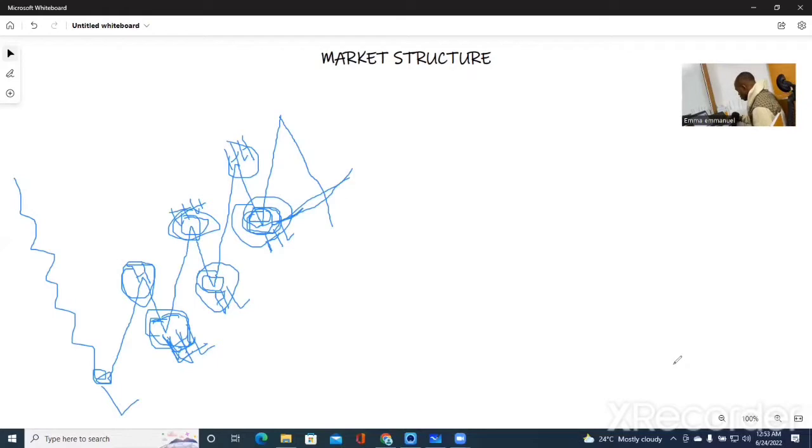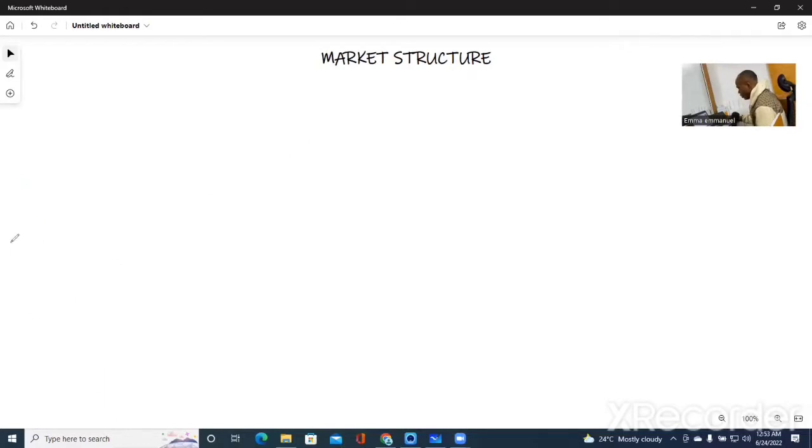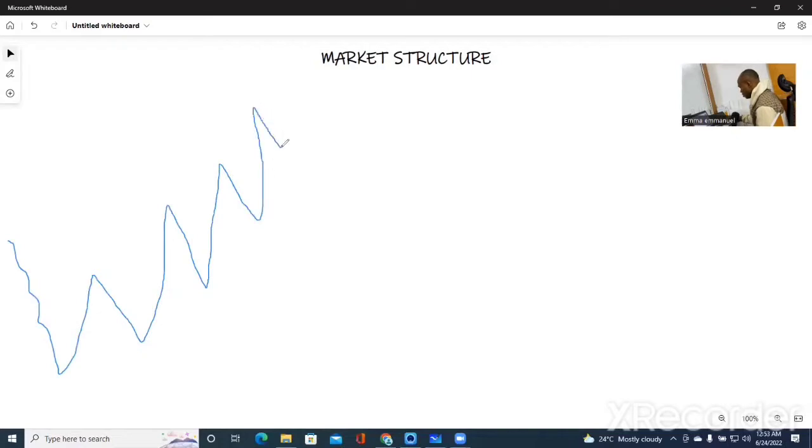So let's take some examples again. Let's say, for example, after the market is coming down, something like this, then something like this, then something like this.